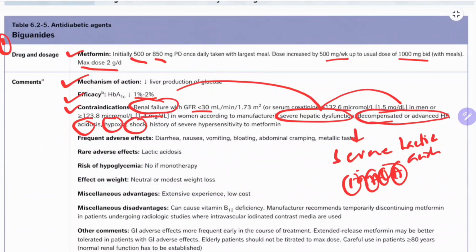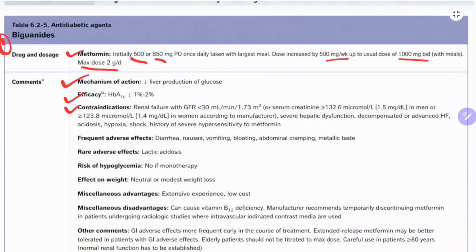So in these conditions, the risk of lactic acidosis is very much increased. That is well known in renal failure and severe hepatic dysfunction. But in advanced heart failure, the tissues are already hypoxic. That's why there is increased risk of severe lactic acidosis. Shock, again lactic acidosis. Hypoxia, again lactic acidosis. Acidosis, again increased risk of acidosis. So these contraindications we should remember.